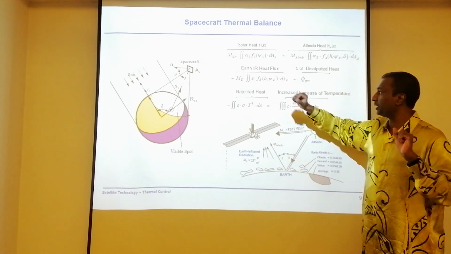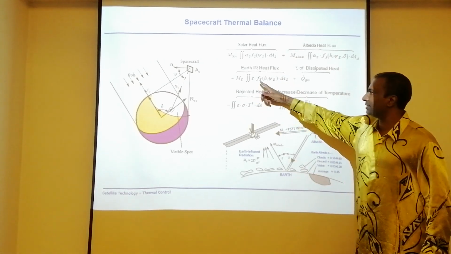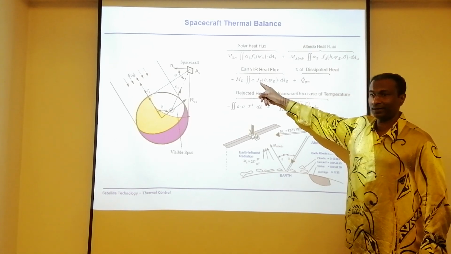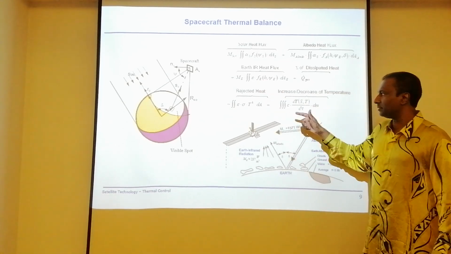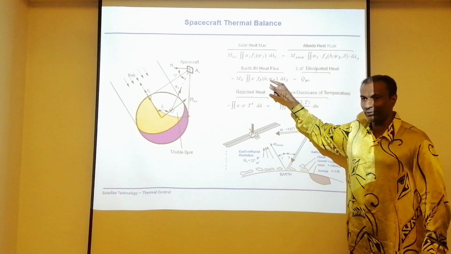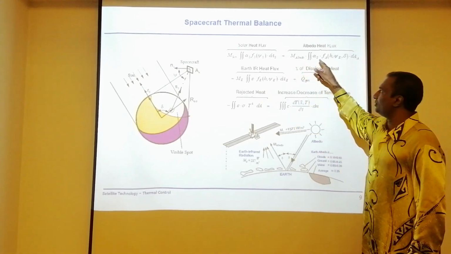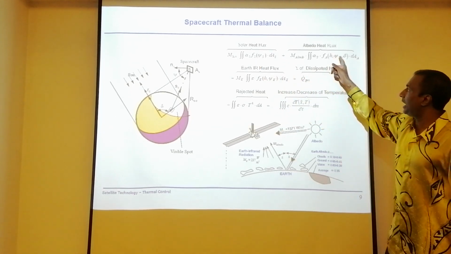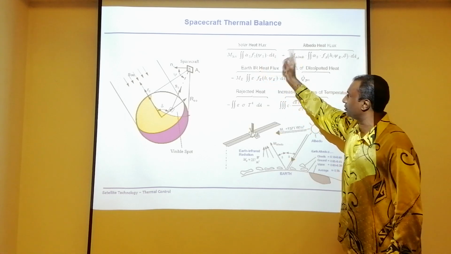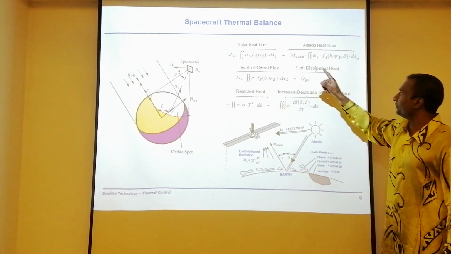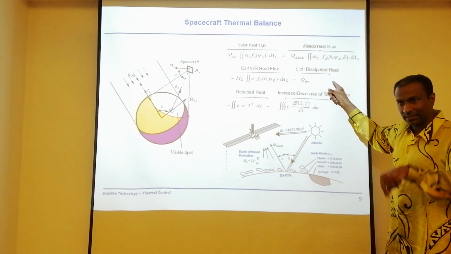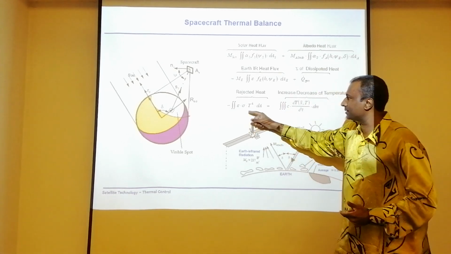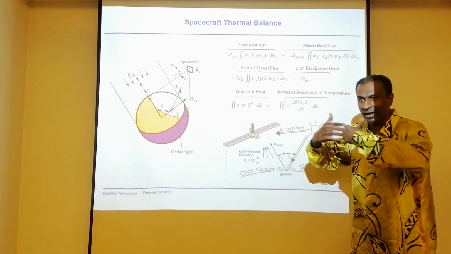For infrared, it is the field of view of planet Earth, a view factor of planet Earth. When you fly around planet Earth, you will always see planet Earth, so you will always have the infrared. But not necessarily will you always see the sun to have both. So the quantities are important here: solar heat, albedo, plus Earth infrared, plus dissipated heat inside your satellite from the battery, etc., minus rejected heat, the one you can reject.